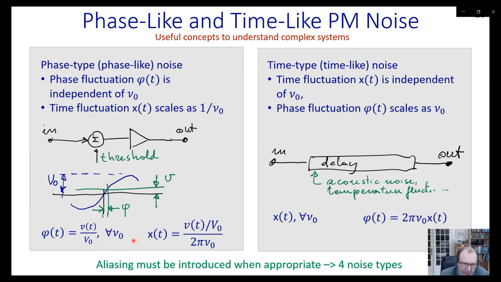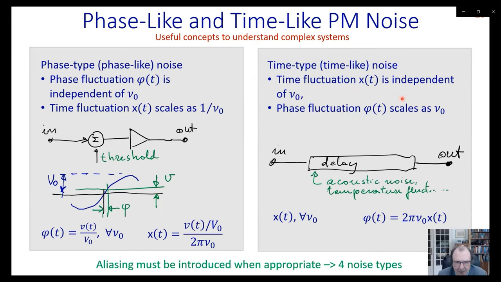And then you put the phase fluctuation here, and you get the time fluctuation. Of course, if this is a digital comparator or a digital circuit, you may have to introduce aliasing, but this we keep for later. So, the time-type or time-like noise is defined as the time fluctuation x that is independent of the carrier frequency nu 0. So, the phase fluctuation phi scales as nu 0.